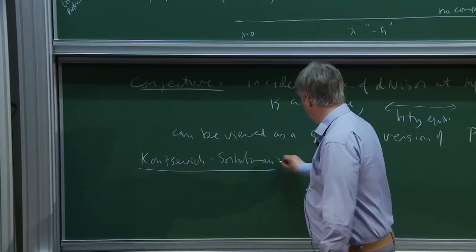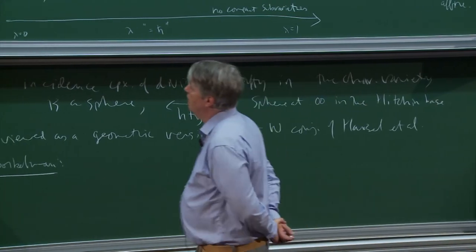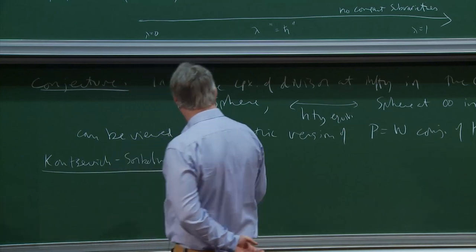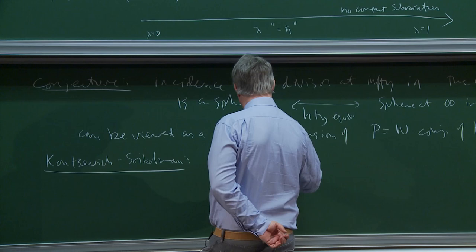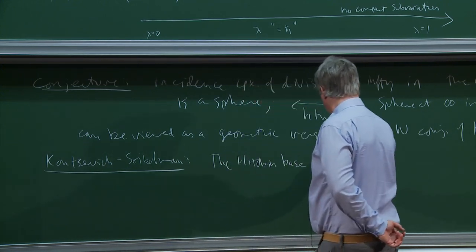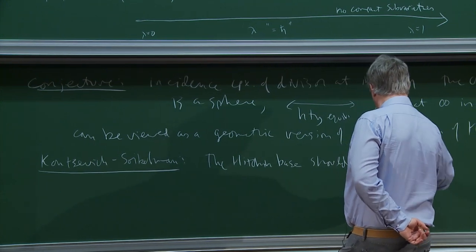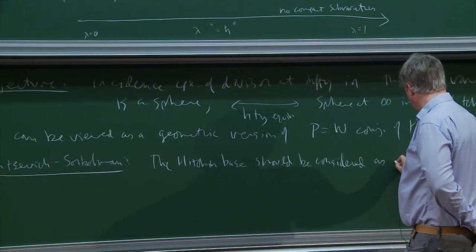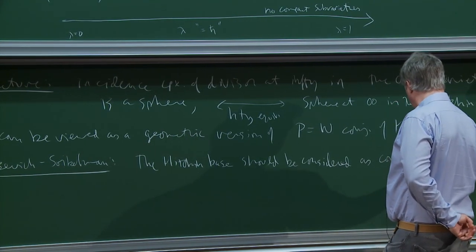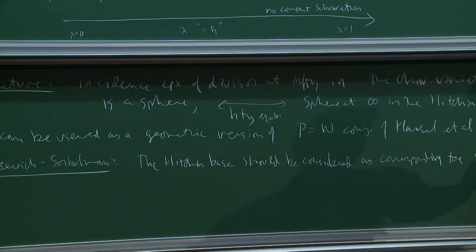But what's the kind of zeroth order output of the papers by Kontsevich-Soibelman? It says basically that the Hitchin base should be considered as corresponding to a space of stability conditions. This is really more of a philosophical statement.